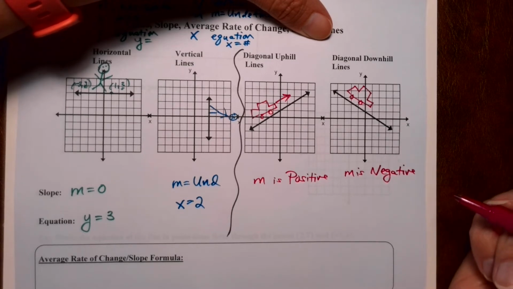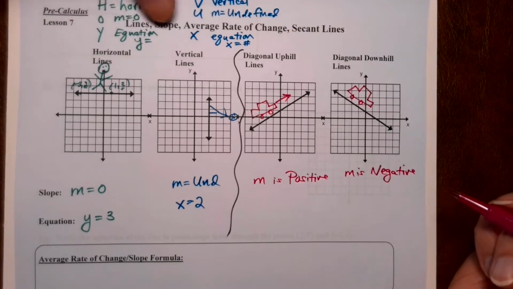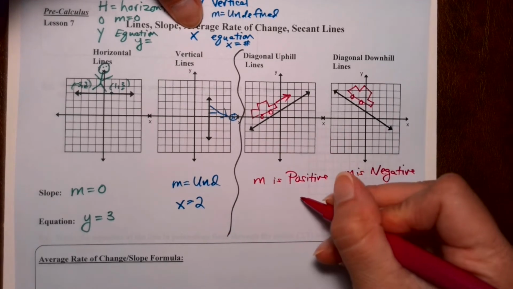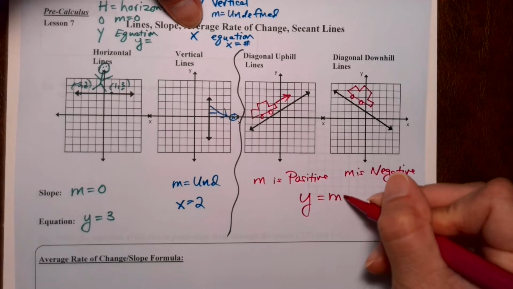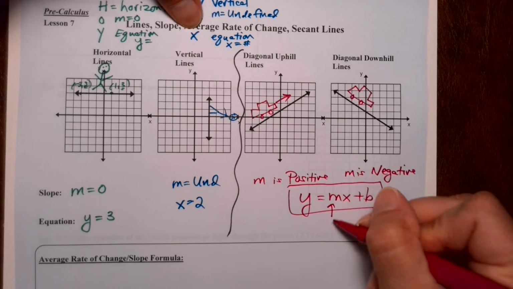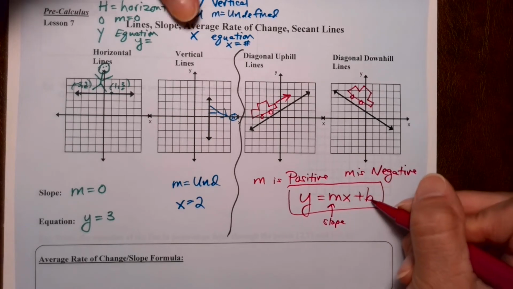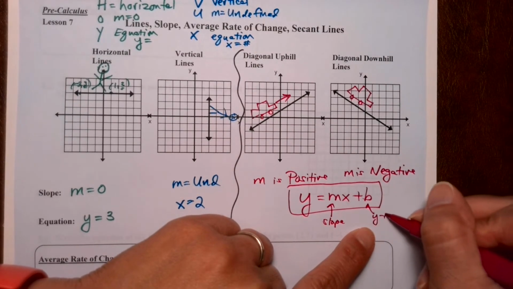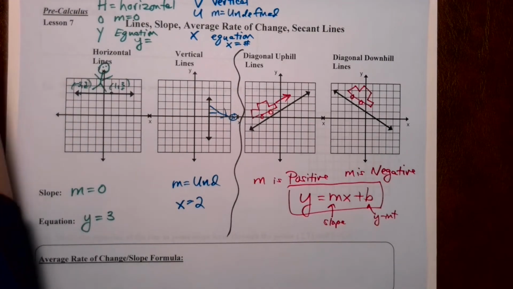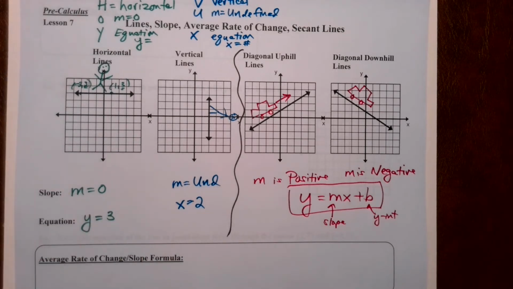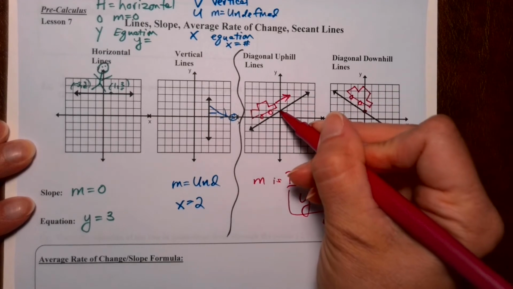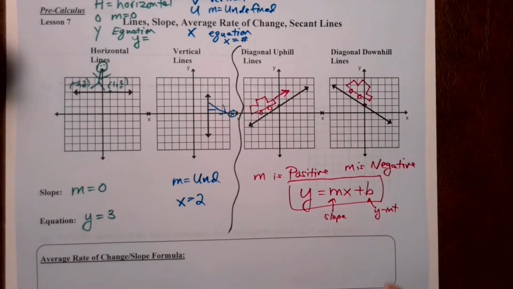Now, what about the equation? Is it going to have an x or a y? The answer for diagonal lines is both. y equals mx plus b, where the m is the slope, and the b value is the y-intercept. That's where it crosses the y-axis. If I look at this equation right here, its y-intercept is at 1. And so is this one, positive 1. Where does it touch the y-axis?